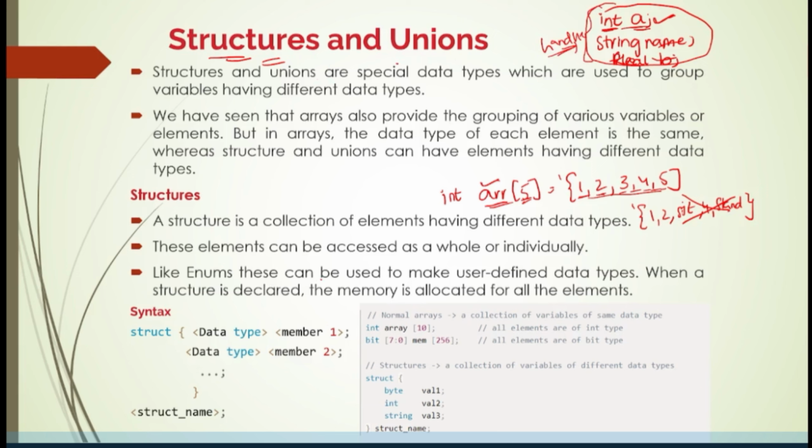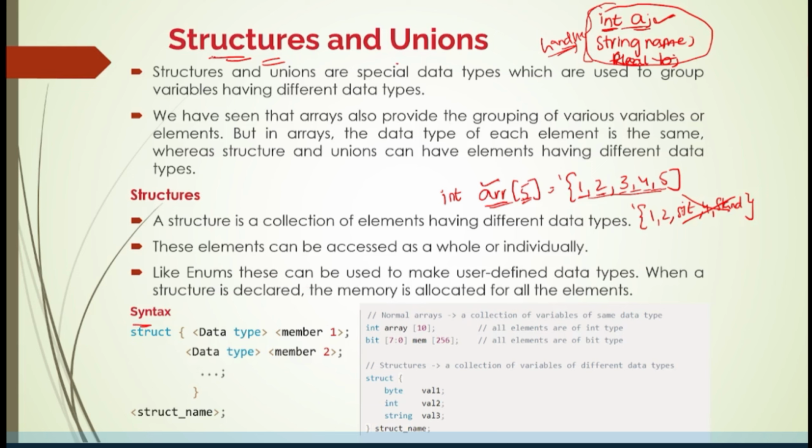And also one more thing: you already know that in enums I have told you that enum is a special data type which can be used to create user defined data types. Similarly, structures and unions are also used in order to create user defined data types. Similar to enum, just like in enum we use the typedef keyword in order to create a data type, similarly in structures and unions also you will be using the typedef keyword in order to create any user defined data type.